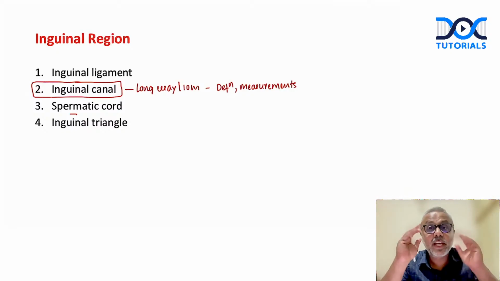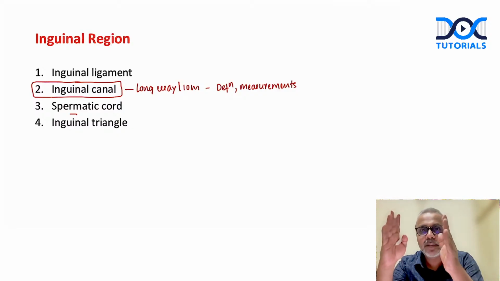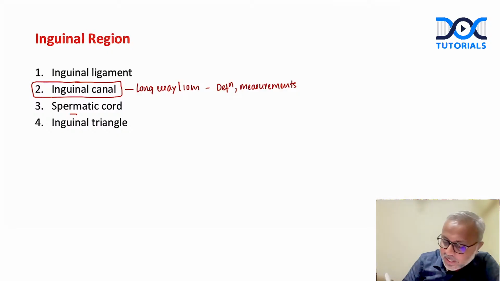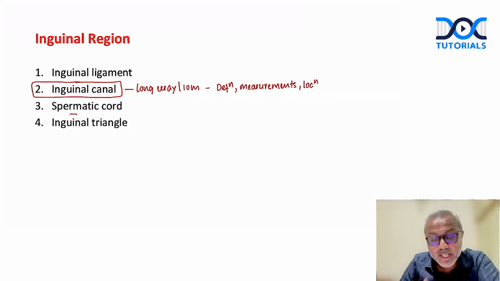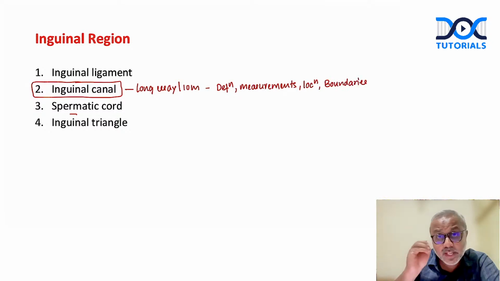The anal canal, when we discuss the pelvis, we'll talk about it. The anal canal measures about 3.8 centimeters. They're very particular when they see these questions where the length is given or the size is given so much importance. Okay, definition, measurements. Then we can even talk about where exactly it's located. Then we can talk about the boundaries. Now in boundaries, remember, I want you to write the boundaries under these headings.